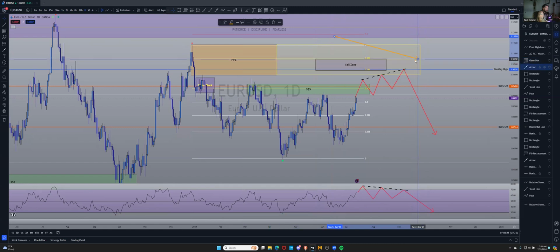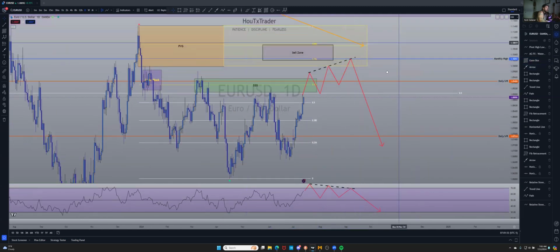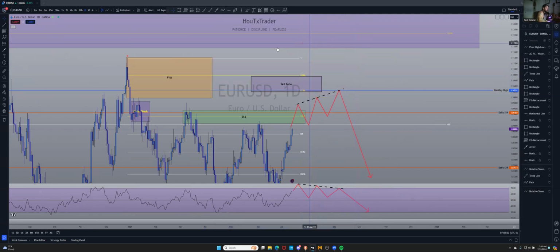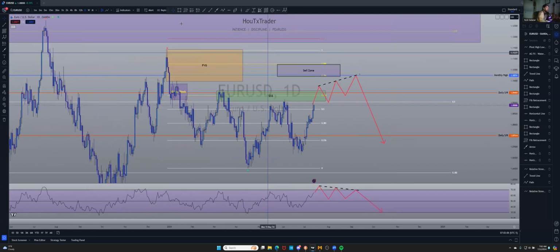There's 50% right there. 50% of that fair value gap happens to line up, guys, right here with the 88.6. So it's like, hey, man, we're starting to stack some confirmations. Okay. We can delete all this stuff. We'll just leave it on there for the hell of it. Okay. Now let's look at more confirmations.